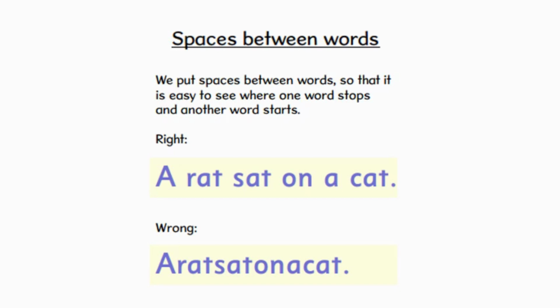So I can read each word and say a rat sat on a cat. So you can see space between each word, but in the next thing there is no space, and so I can't read it. We don't know where the word starts and where the word stops. So every time you write more than one word, make a space between words.